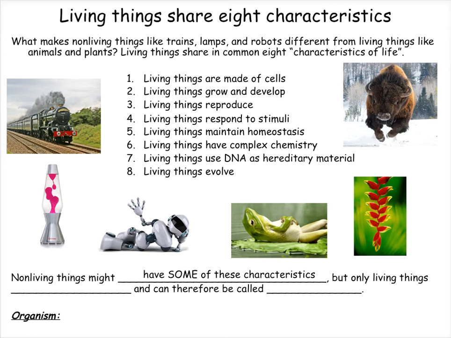For example, the old train is using energy released from coal. The shape of the lava in the lava lamp grows and changes over time. And the robot may be able to respond to certain things in its environment. However, only living things exhibit all 8 of the characteristics, and therefore earn the designation of organism.